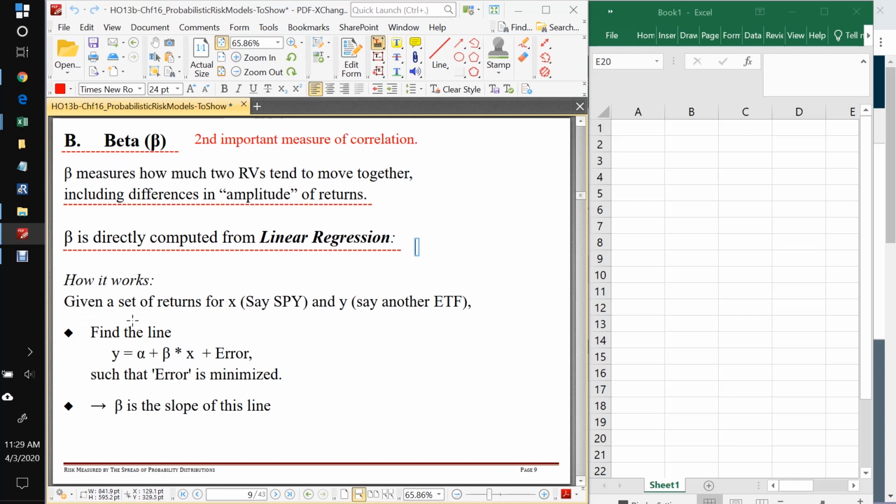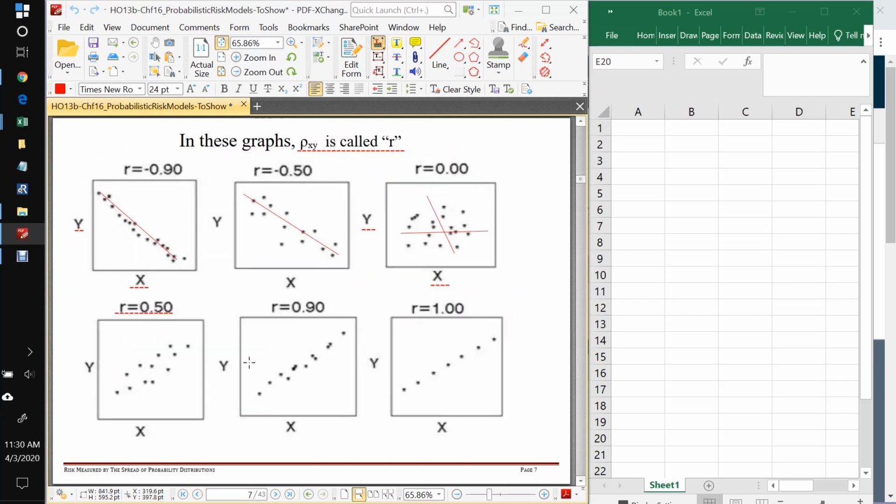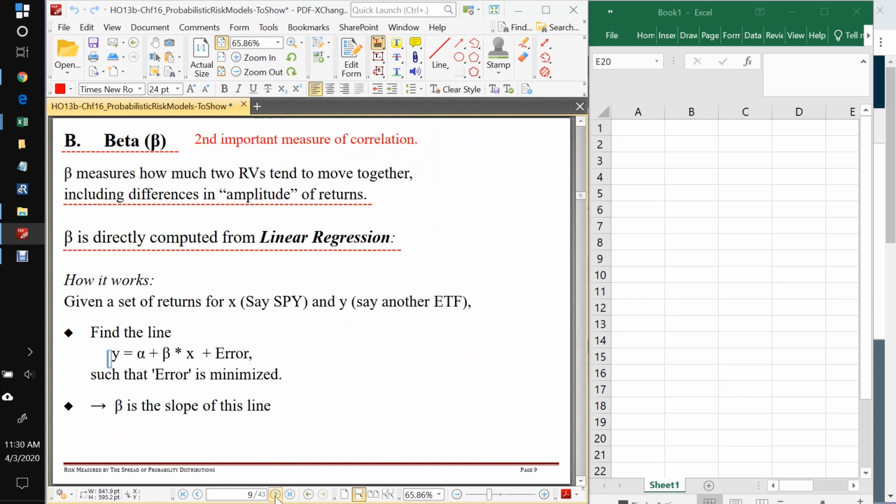So let's say we have a set of returns for some stock asset X. Let's say that's the SPY ETF, and Y, which could be another ETF. So what we want to do is plot those returns exactly the way that we plotted them over here, and then try and draw the best line we can through those returns. And that's what a linear regression does.